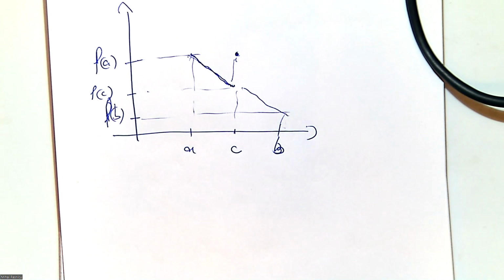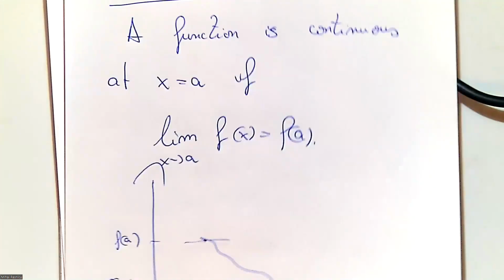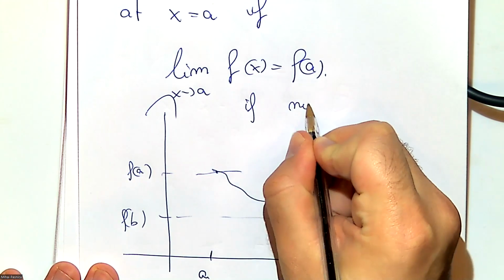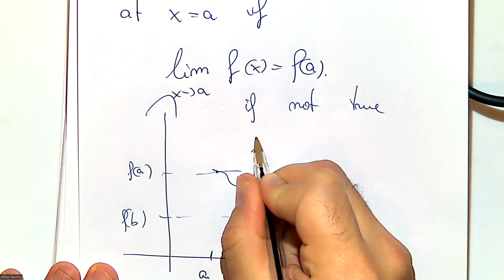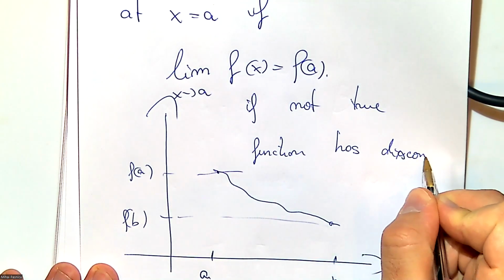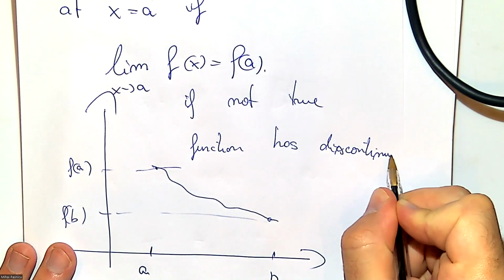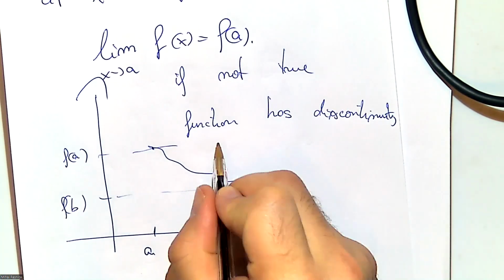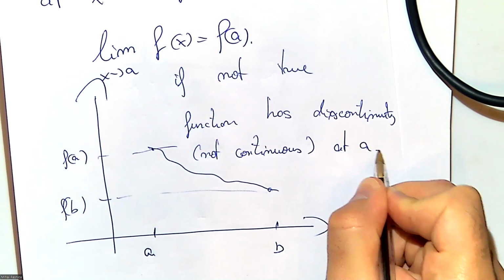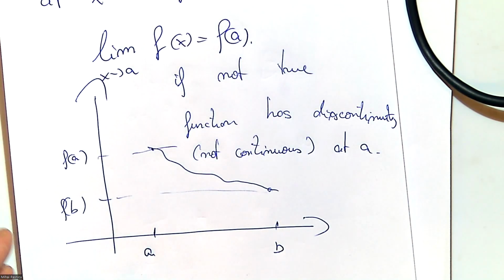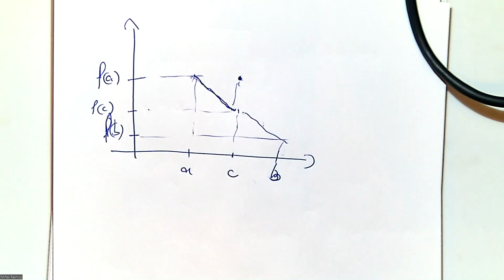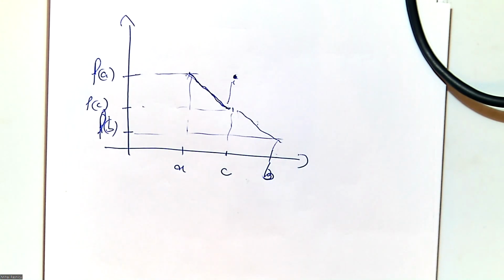Now, obviously, if this doesn't happen, then you have a discontinuity. If not true, the function has a discontinuity, or simpler, it's not continuous at A. Okay? So for example, this function would not be continuous at C because the point is actually somewhere here, I assume.